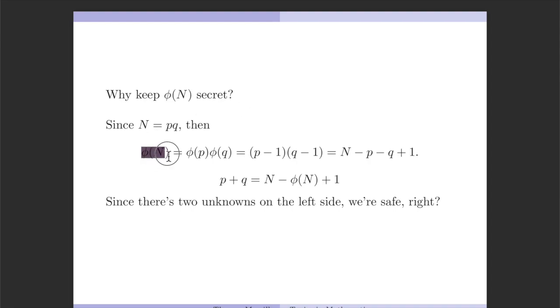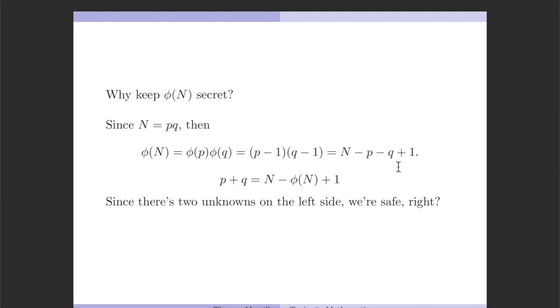So I know that my phi of n, or your phi of n if I'm the attacker, is calculated by taking phi of p times phi of q. That is our formula for the Euler phi function in terms of prime factorization. So that is p take 1 times q take 1. And if I multiply that out, I'll get n take p take q plus 1. Okay, so just arithmetic at this point.